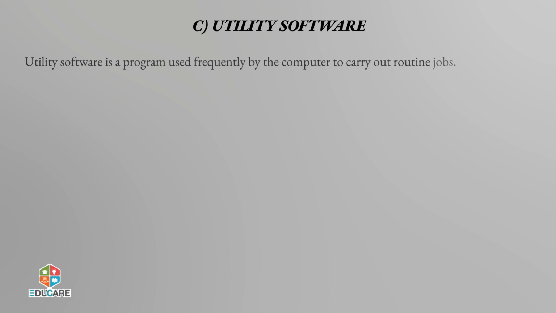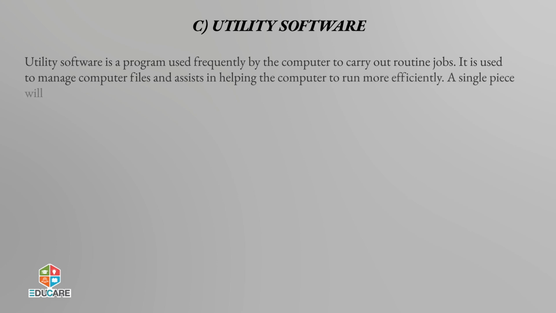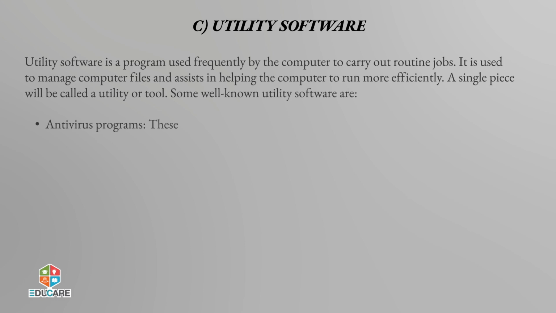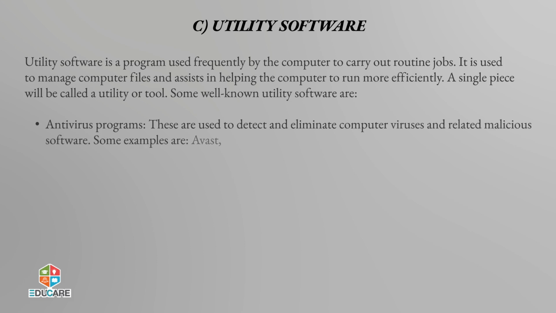Utility software. Utility software is a program used frequently by the computer to carry out routine jobs. It is used to manage computer files and assists in helping the computer to run more efficiently. A single piece will be called a utility or tool. Some well-known utility software are antivirus programs. These are used to detect and eliminate computer viruses and related malicious software. Some examples are Avast, Quick Heal, Norton, and so on.